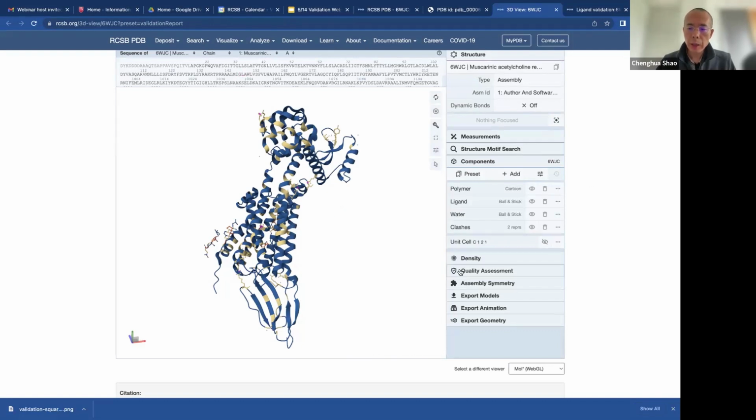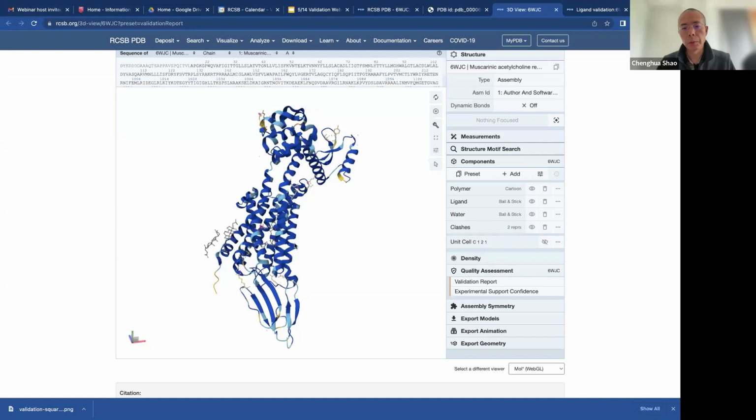And under quality view, in addition to the validation, there's experimental support confidence, where you can review based on the RSCC values. The blue means the good region, and orange just means the region that you should review or at least be careful with.